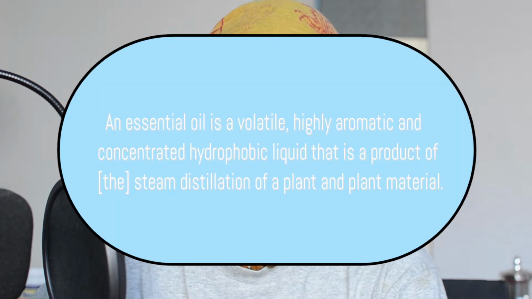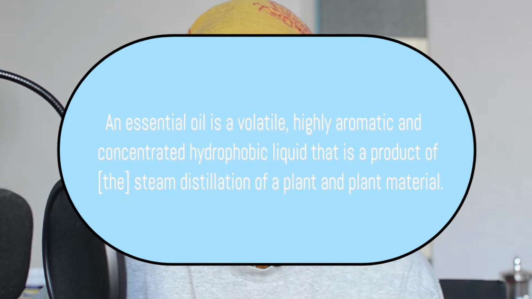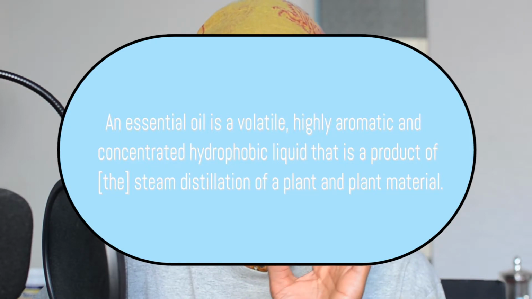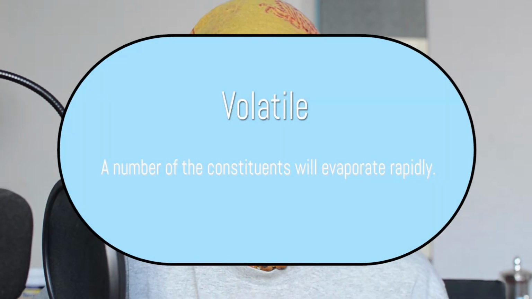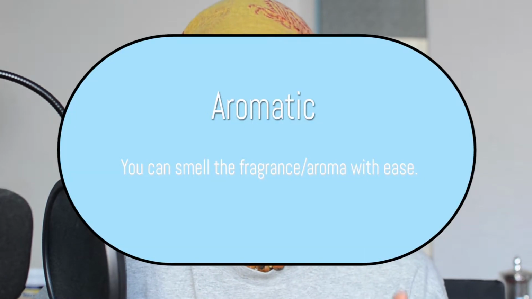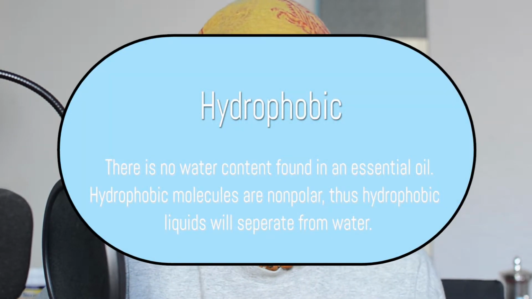An essential oil is a volatile, highly aromatic, and concentrated hydrophobic liquid that is a product of steam distillation of a plant and plant material. Volatile, meaning a number of constituents will evaporate rapidly. Aromatic, meaning you can smell the fragrance aroma with ease. Hydrophobic, meaning there's no water content found in an essential oil. All that is water soluble will be collected in what's known as a hydrosol, which is found in the process of making essential oil, and that one we'll talk about later on.